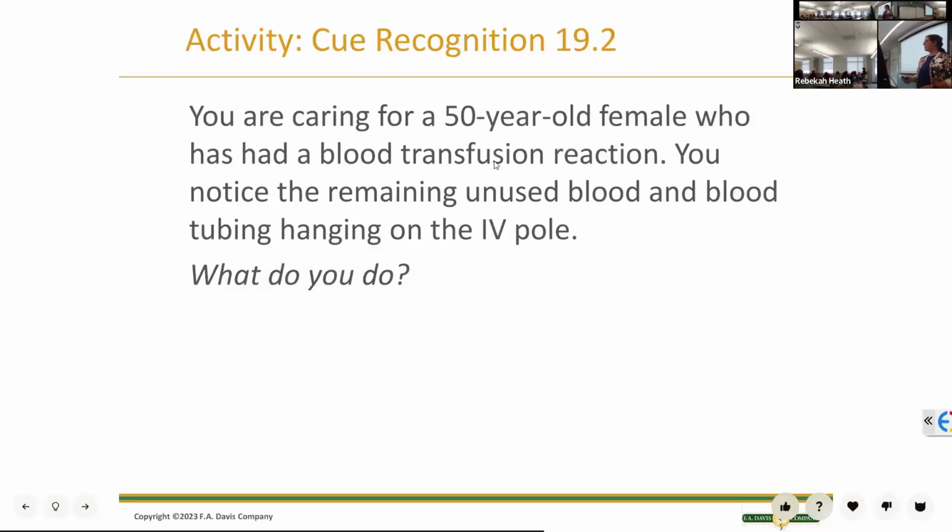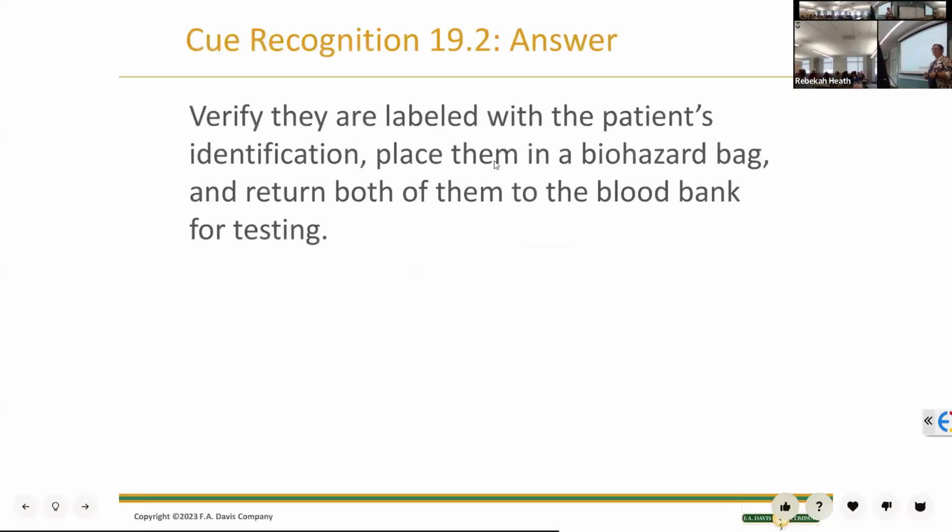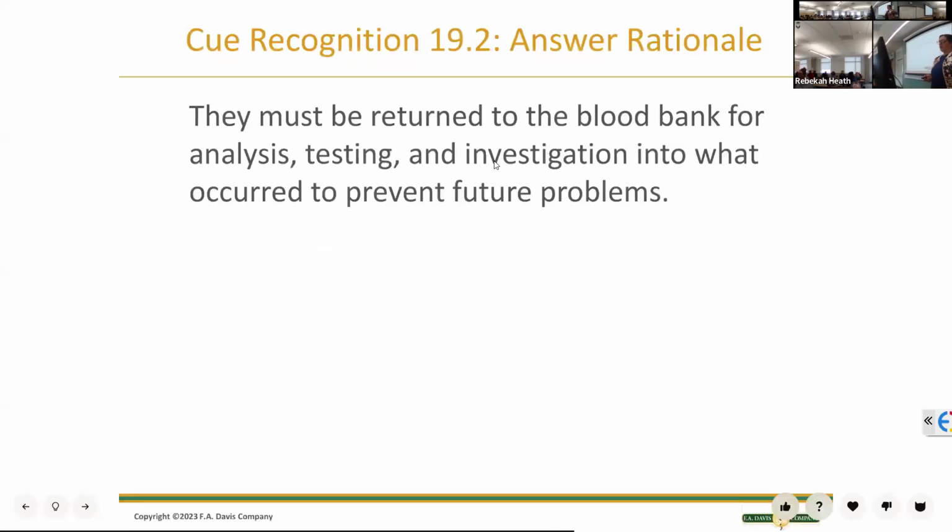All right, let's compare to F.A. Davis. So first, make sure they're labeled correctly, put it in a biohazard bag, and then you send it back to the blood bank. Because anytime that somebody's had a confirmed or suspected transfusion reaction, you send it back to the blood bank because they're going, hey, was there something wrong, right? Did we mislabel this? Did we mistest this? What happened? It goes back to lab so that they can do an analysis to figure out maybe on their end, why did that patient have a reaction?